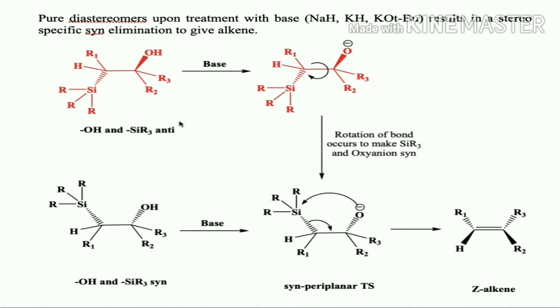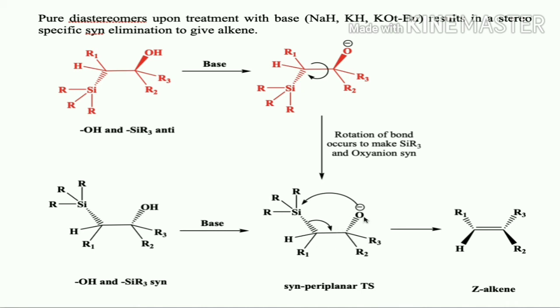So that is the case of anti. If OH and silicon are in an anti position and you treat with base, first it undergoes deprotonation. After deprotonation, since silicon has affinity for oxygen, it is going to coordinate with the oxygen. For coordination, it has to rotate. So it rotates and forms a syn periplanar transition state.